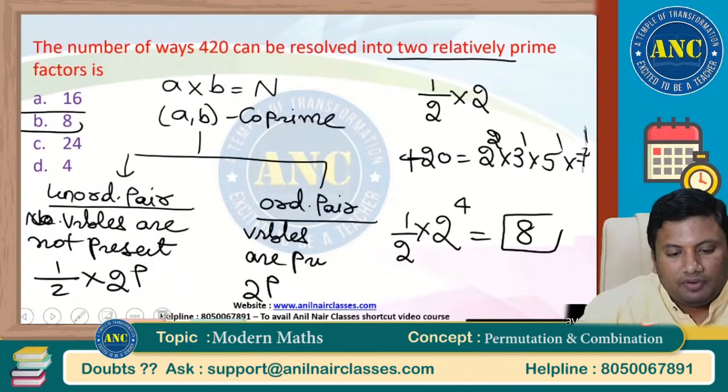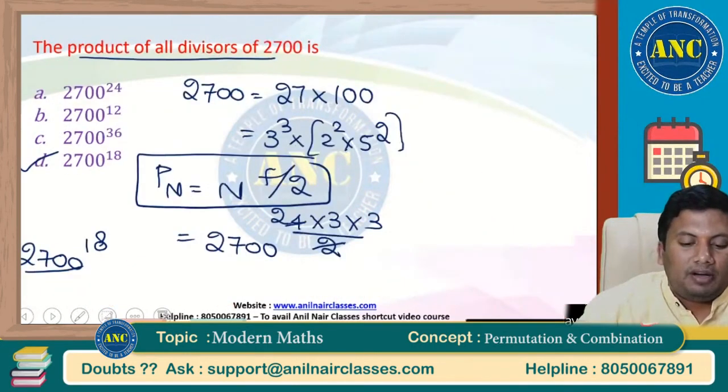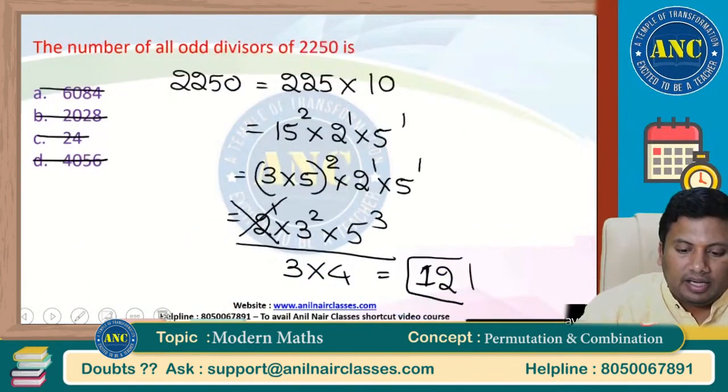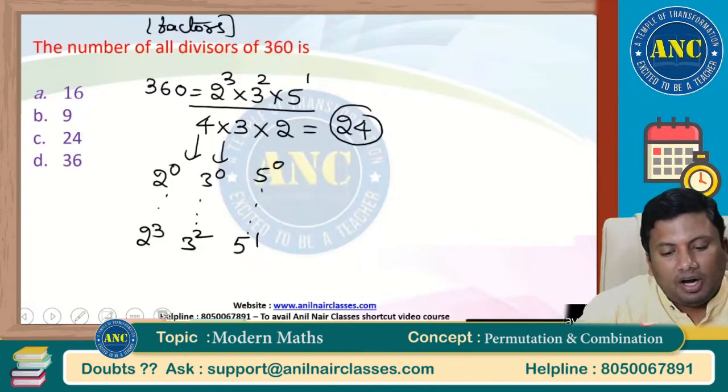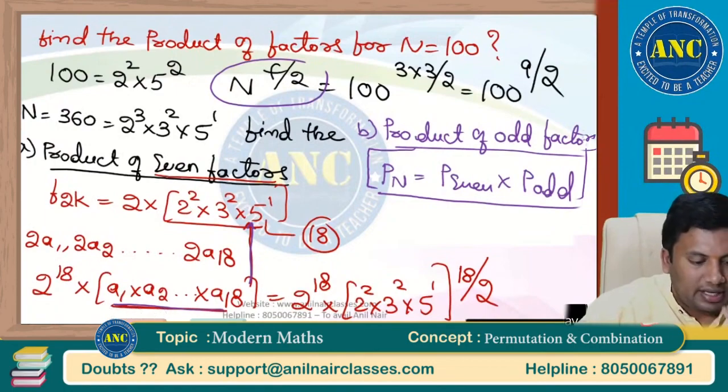So, rank of the word we did. Number of ways of writing a number as a product of 2 factors we did. Sum of factors we did. And then how to find out the number of odd factors, even factors and other logics, which we did. Other logics also.